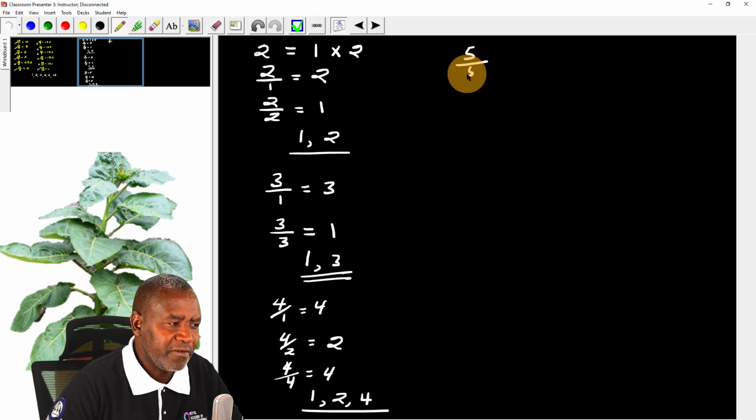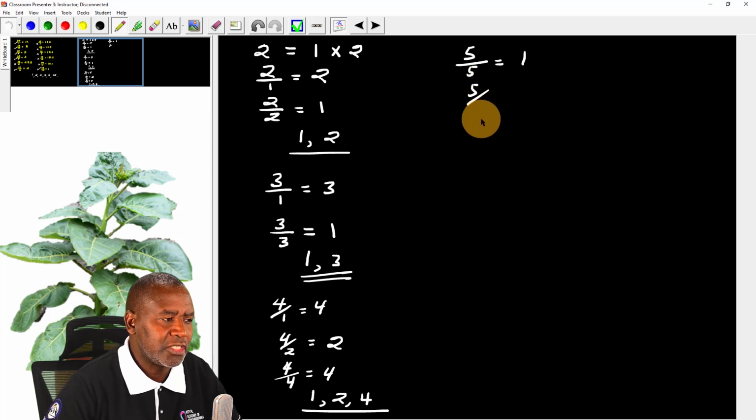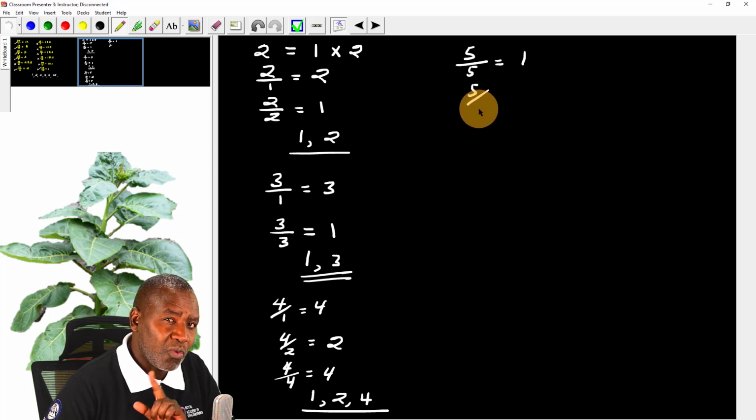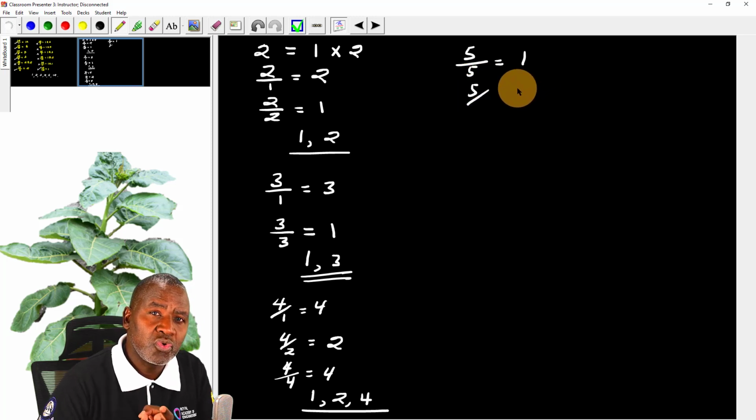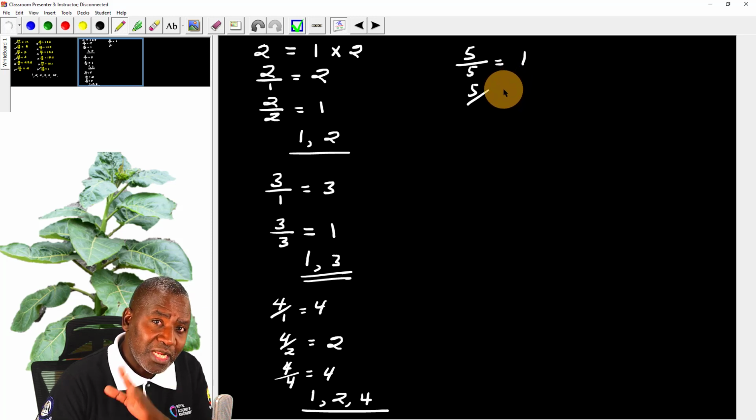Let's look at number 5. When I divide 5 by 5, I get 1. When I divide 5 by 2, I get 2, remainder 1. When I divide 5 by 4, I get 1, remainder 1. So the reason why I'm not writing those ones down is because 2, 3, and 4 are not factors of 5. Because when I attempt to divide 5 by those numbers, there is always a remainder. So 2, 3, and 4 are not factors of 5.